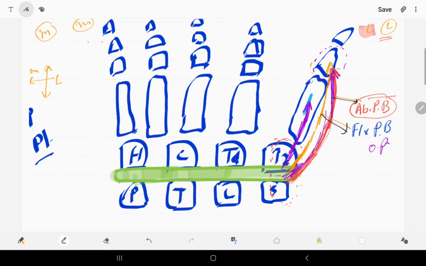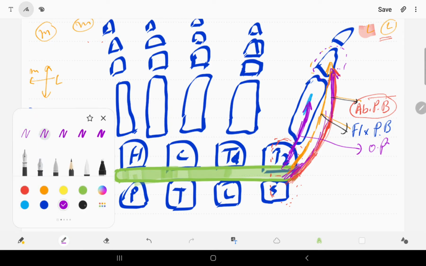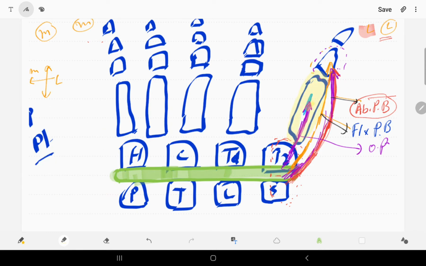So this is the origin of opponens pollicis and the insertion of opponens pollicis. Opponens pollicis is always inserted on the metacarpal bone. It does not matter whether it is opponens pollicis or opponens digiti minimi, they are always inserted in the shaft of the metacarpal bone.